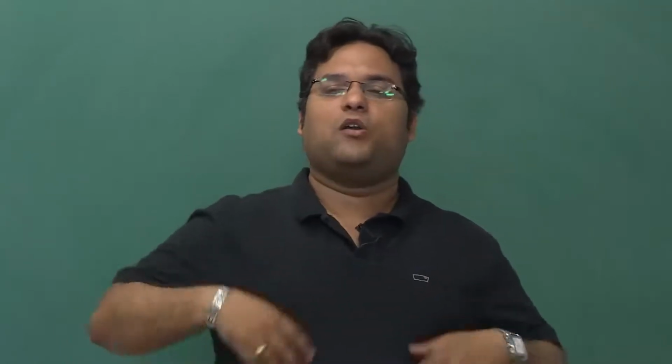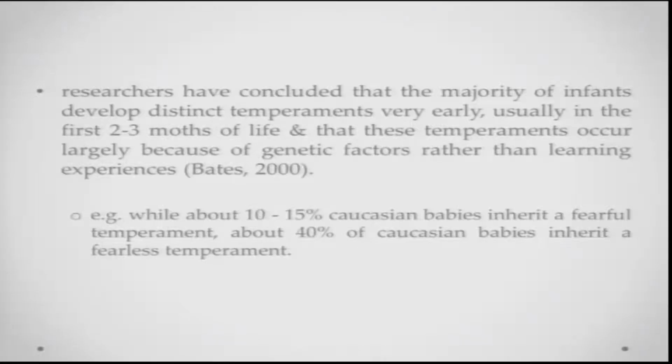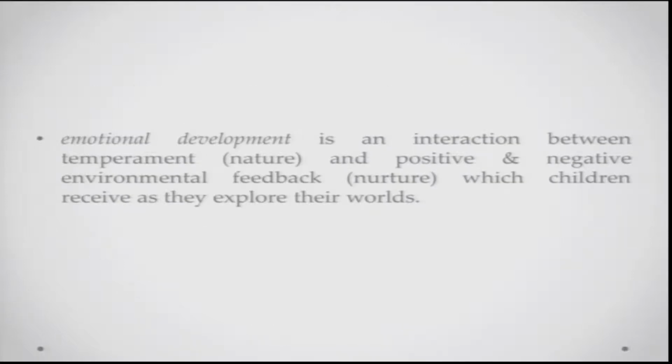He has irregular sleeping and eating habits. These are the things that you can start to make out already by the time the child is born, and so researchers have concluded that this has to be more of a biological trait, a biological characteristic, rather than something that the child has learned from the environment, from the parents or siblings or peers. Now, while about 10 to 15% of Caucasian babies inherit a fearful temperament, about 40% of Caucasian babies inherit a fearless temperament. So again, the distribution could be very different across different kinds of populations.